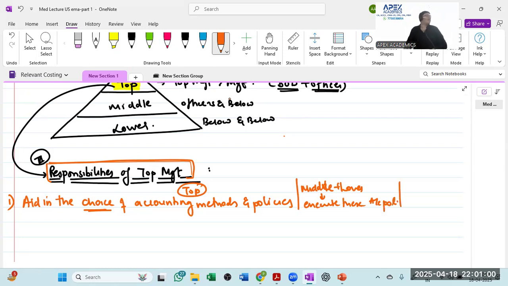Agreed or disagreed? Please tell me. What will the middle and the lower level do? They will execute. What will the top do? Sir, they will aid you in choosing. Means they will help you basically decide what the accounting policies are supposed to be. Agreed or disagreed? Please tell me that.